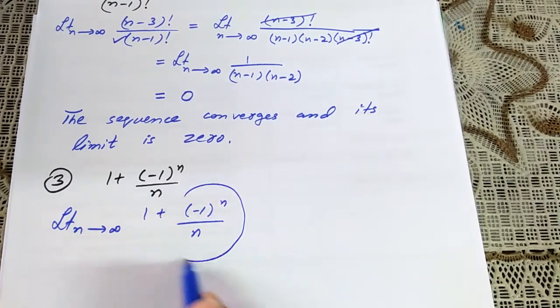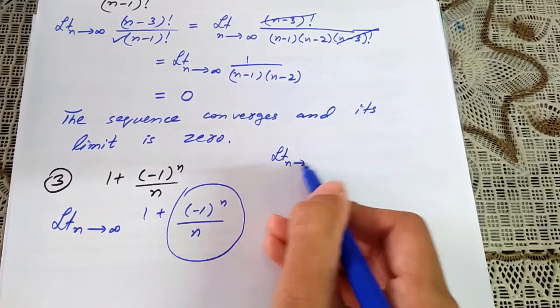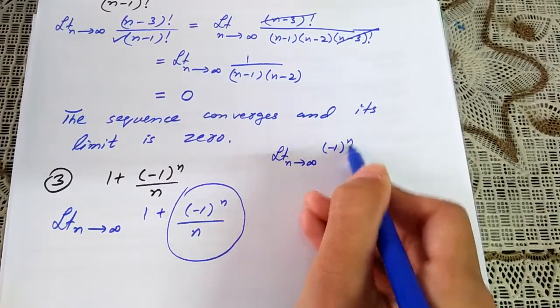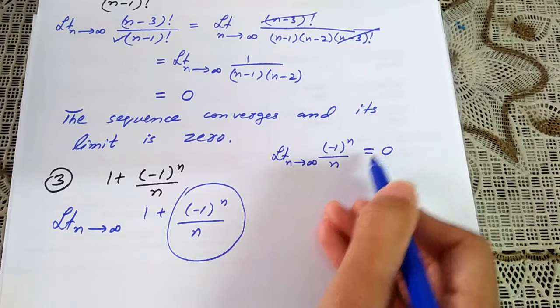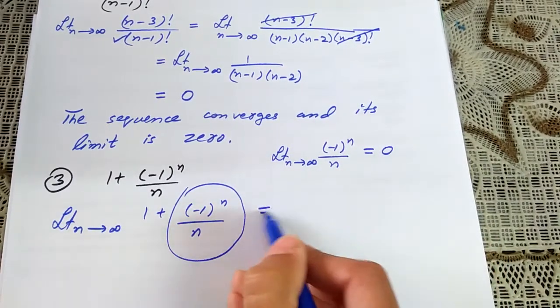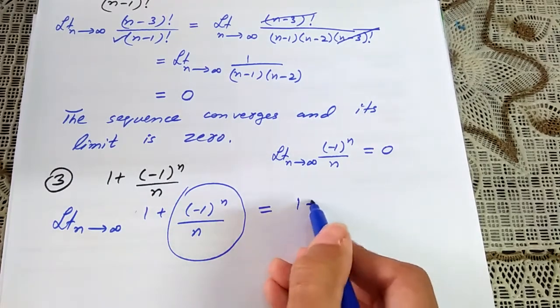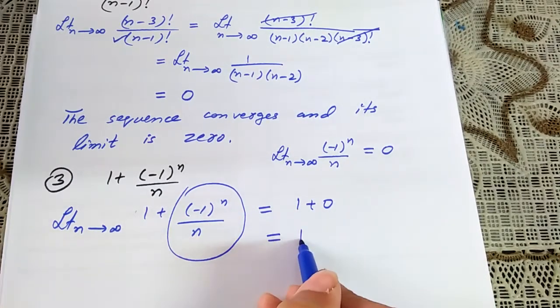We know this is a general formula: if we have the limit as n approaches infinity of (-1)^n over n, that will always equal 0. This is the general formula. You can use it here. Apply the limit on 1 and apply the limit on this function. You will get 1 plus 0, which equals 1.